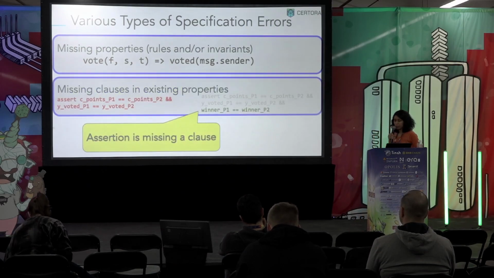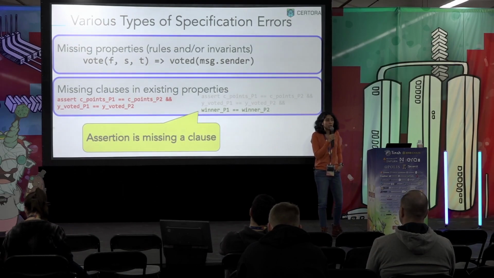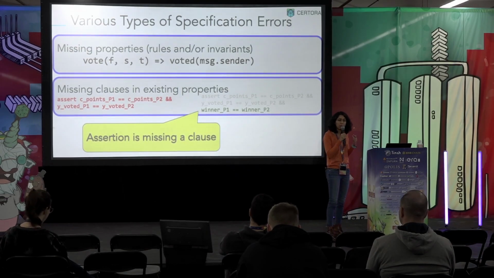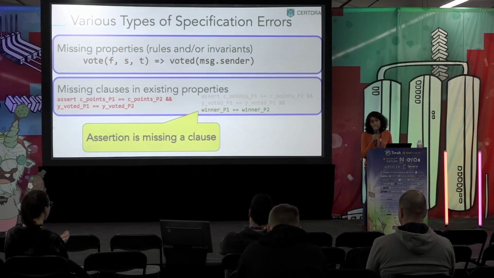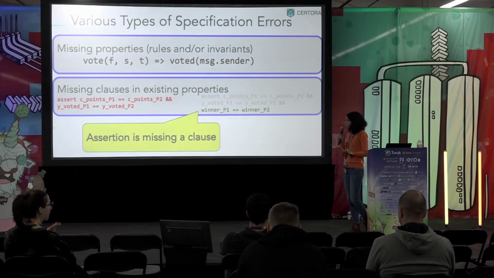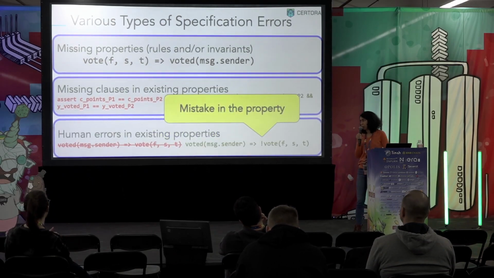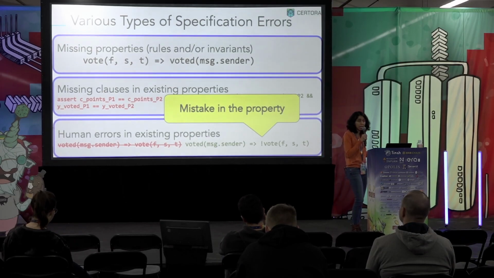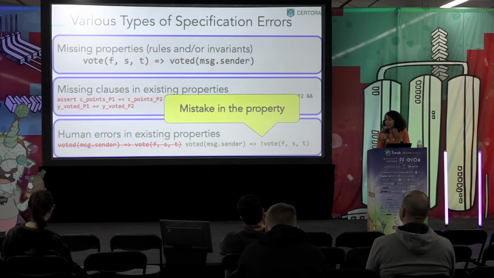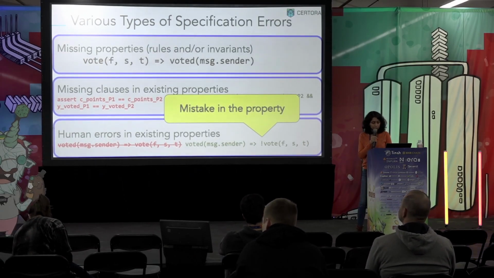Another thing that can happen is that maybe you actually did think about the spec, but you didn't convert that properly to a logical expression, right? So maybe you're missing some assertions, or maybe you're missing some clauses in some existing assertions. And then finally, we're all humans, so we make mistakes. So you can just simply have a typo in your specification. And this will also be caught with something like Gambit or mutation testing.